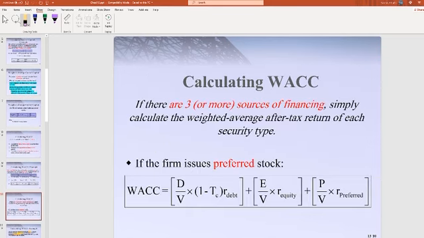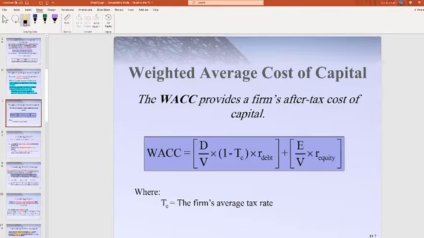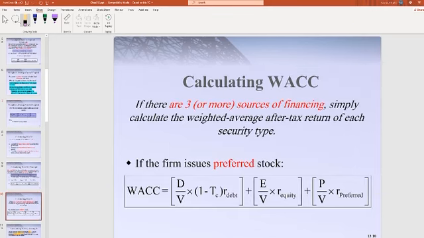Okay, now if there are 3 or more sources of finance, then we can calculate WACC again in the same way, but we will add another part in the formula. So in the previous example or formula, we assumed we have only 2 sources, right? Debt and equity, but sometimes we have 3 sources. So here in this formula, you have debt, you have equity, which is common stock, and sometimes we have preferred stock. So you add another section for preferred stock, similar to the common stock. So this is in case you have preferred stock.